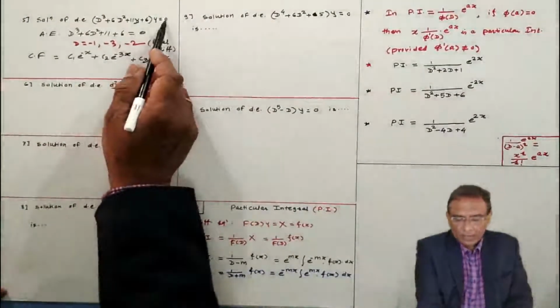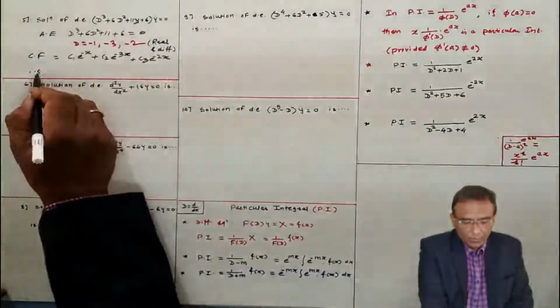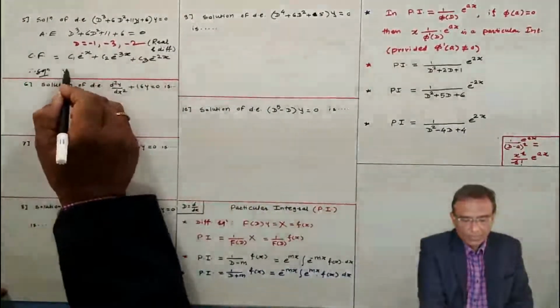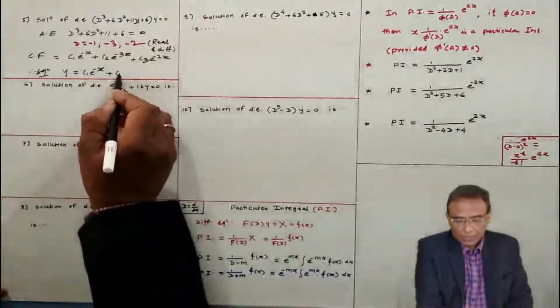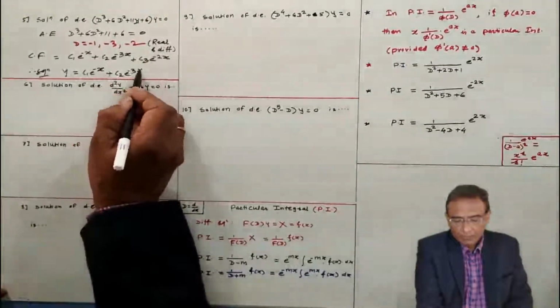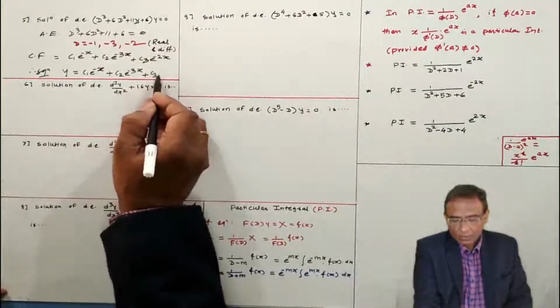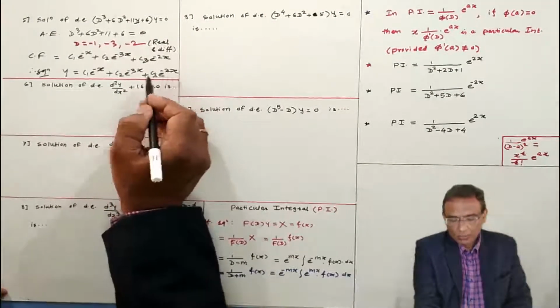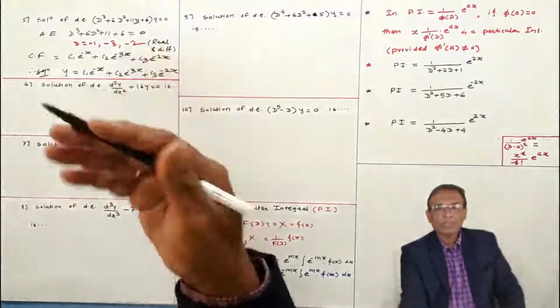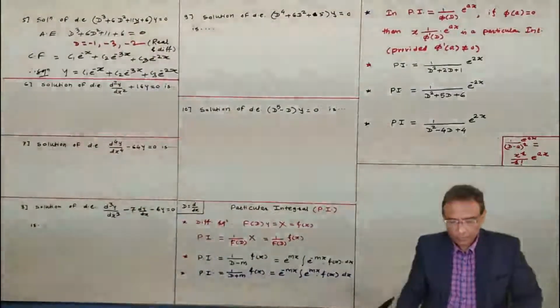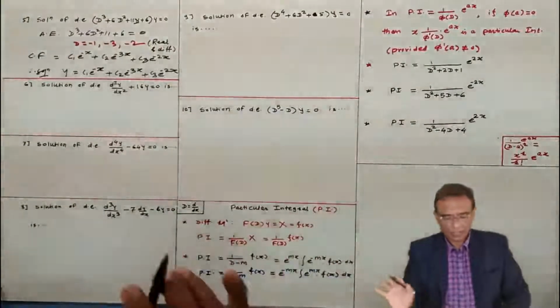Here the right hand side of the differential equation is 0. Therefore, the solution of the differential equation is y equal to C1 e to the power minus x plus C2 e to the power minus 3x plus C3 e to the power minus 2x. This is the solution of this differential equation. Only the complementary factor may be asked in the examination. Find the complementary factor of this and this, like this.